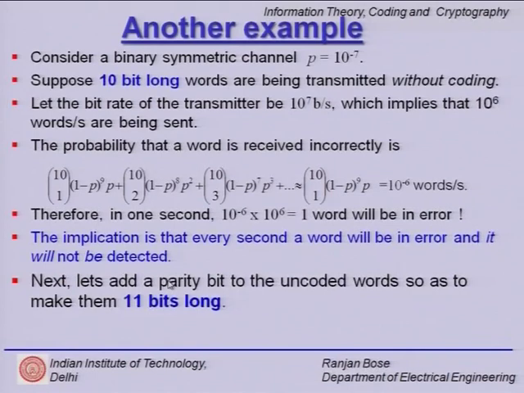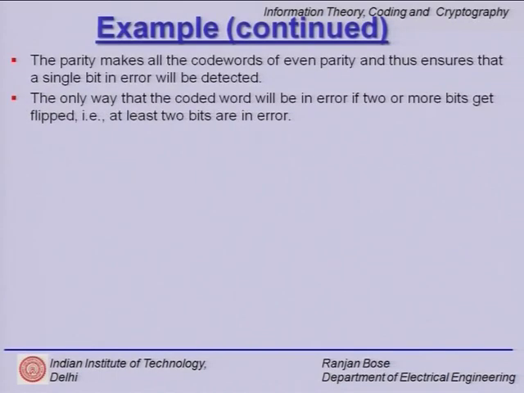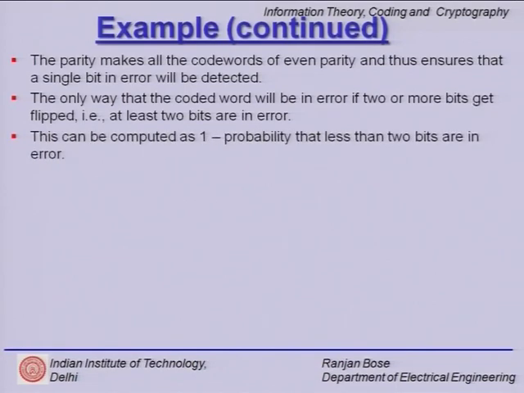So now what we do is we add one extra bit. This example illustrates the power of one bit. Just add one parity bit to the uncoded word to make it 11 bit long as opposed to 10 bit. So what does a parity bit do? A parity bit says that one error will be detected, and even parity will become odd and vice versa. So what will be the case when there are two or more errors? Well, that's when the error will happen. If two or more bits get flipped, then errors will happen.